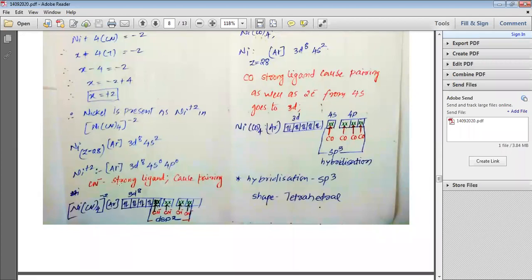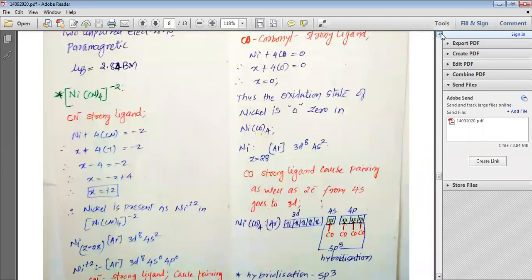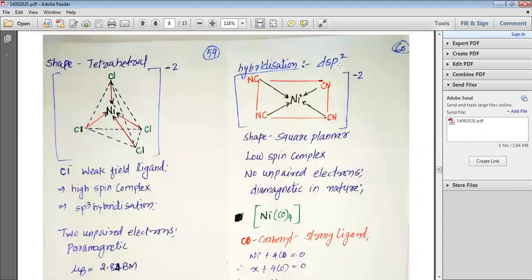4s0 4p0. Here CN minus, being a strong ligand, causes pairing, and the 8 electrons present in the 3d are filled as pairs of electrons into 4 d orbitals. So 1 d orbital remains vacant. So that 1 d orbital, then the 4s orbital and 2 4p orbitals collectively make the hybridization dsp2. So in Ni(CN)4 minus 2, my dear students, we get dsp2 hybridization, and as the hybridization is dsp2, we get a square planar shape. You can see on your screen that I have shown you Ni(CN)4 minus 2 as square planar in shape.